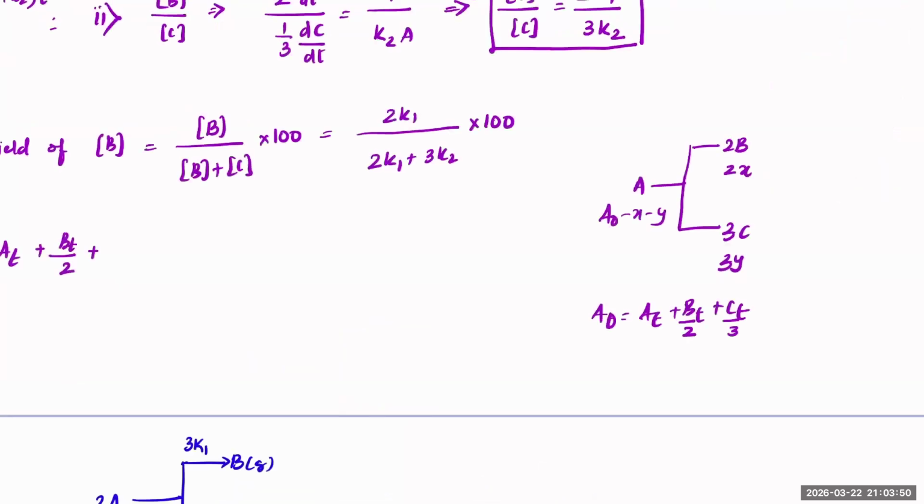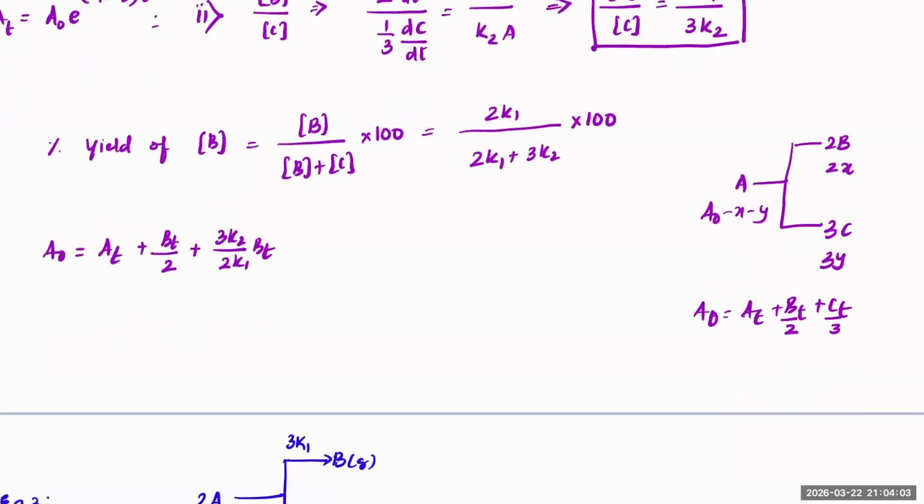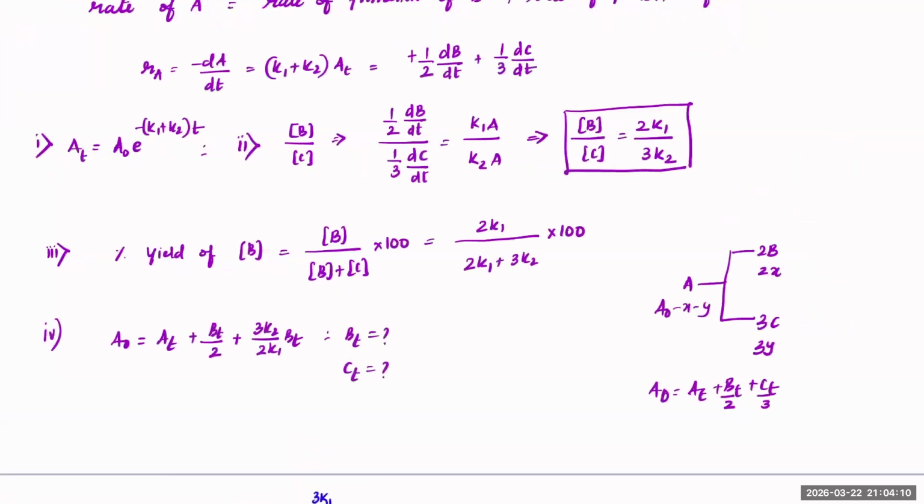And CT we just got it. CT is equal to 3K2 by 2K1 into BT. Okay. I think now you know how to calculate BT. From here we can get what is the value of BT, what is the value of CT. These expressions can also be asked to you. You should be ready to derive it.